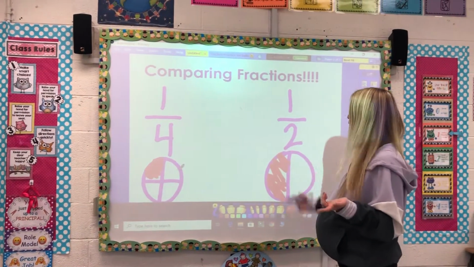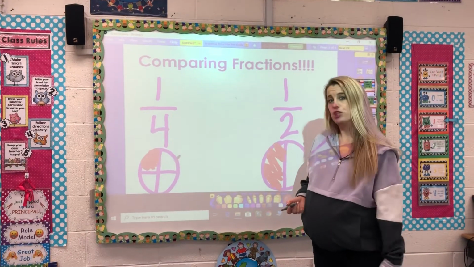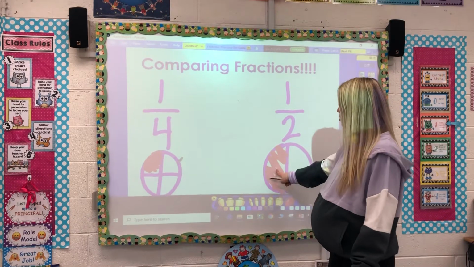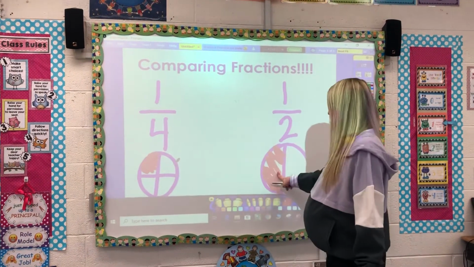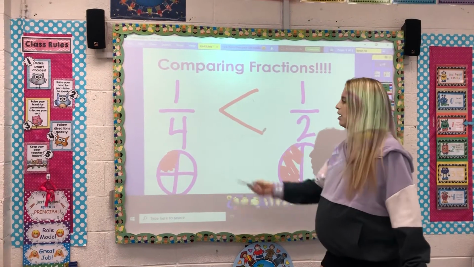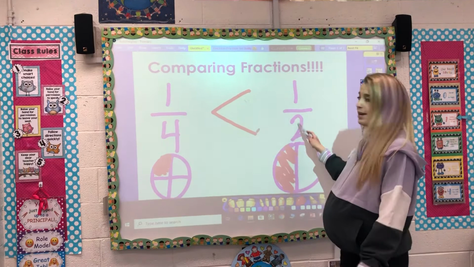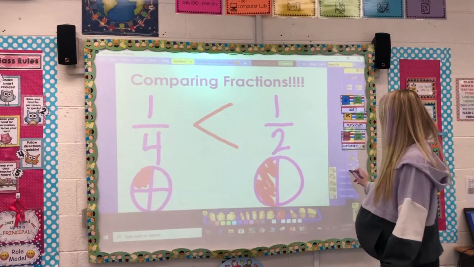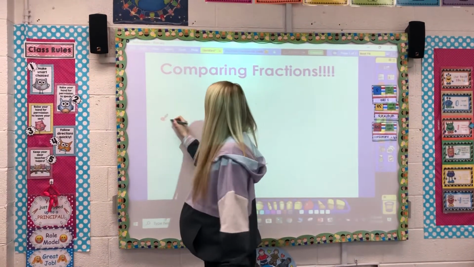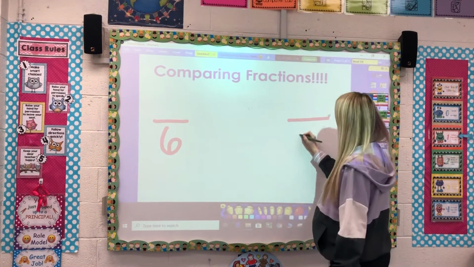So this time, you can't look at the numerator to figure it out. It helps you most to draw a picture to figure it out. We can see that this piece is bigger, so we're going to make our alligator eat our half fraction, and we know that 1/4 is less than 1/2. Let's try one more. This time our denominator is going to be 6.